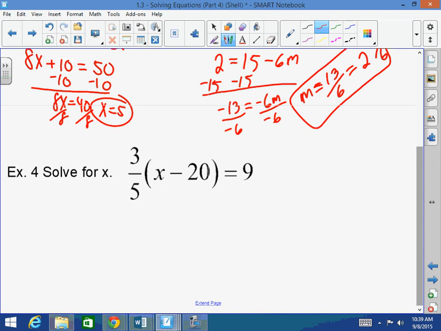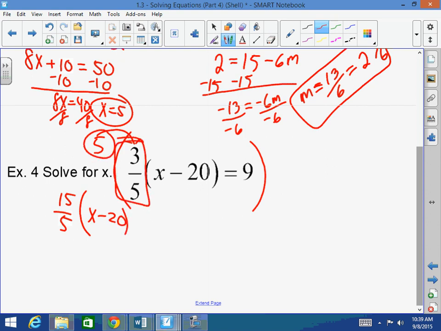Option number one, where I think is the easiest. This 3/5 has yet to be distributed, correct? Does that make sense to everybody? So do you think this would make sense? If I multiply this by 5, 5 times 3/5 is 15/5, which is still outside. This has not been distributed. So you got x minus 20. So this 5 only affects this. It has not affected this yet. Not yet.